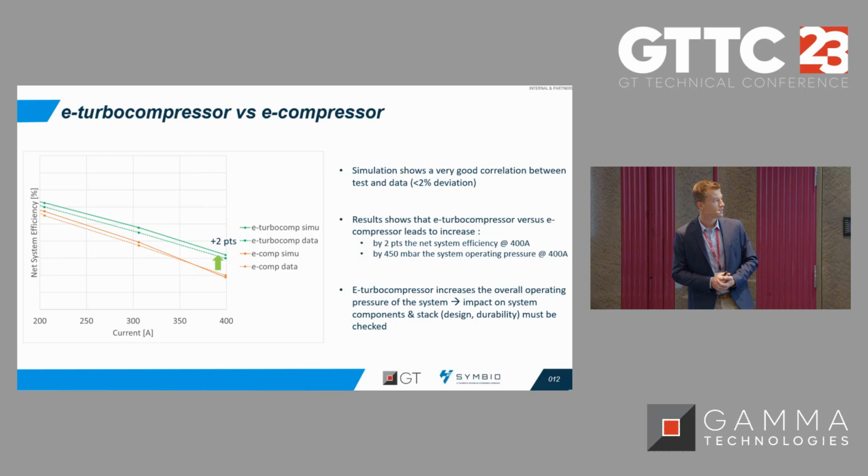The first result is that the model correlation is quite good, with less than 2% deviation between test and simulation. And the second result is that we can save up to 2 points of efficiency at maximum current using the E-turbo compressor compared to the compressor. At the same time, we increase the overall pressure of the system by 450 millibars.